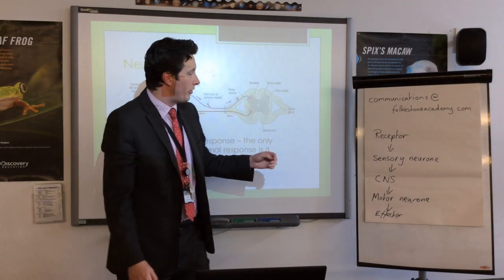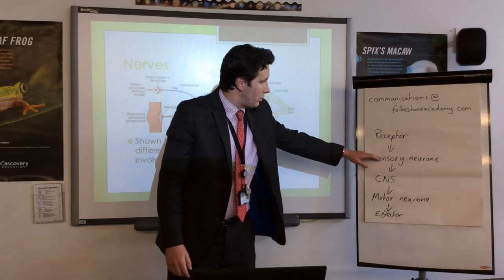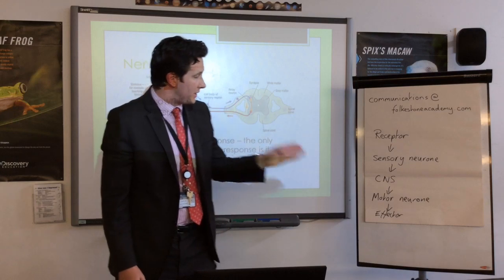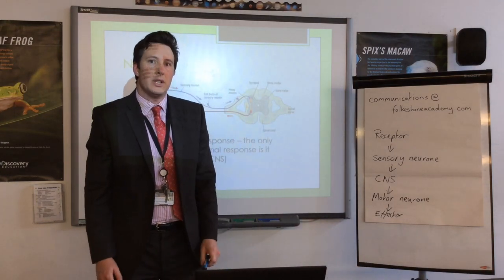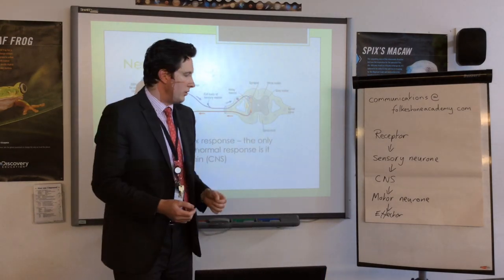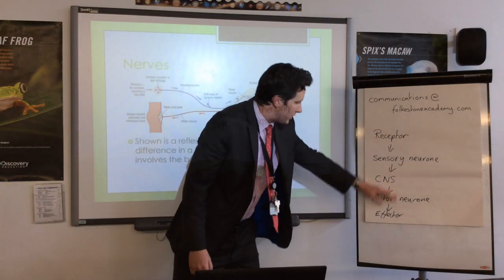So in my example before, when I spotted the pen, sent a message down a sensory neuron, gone to my brain, tells me I want that pen, sends a signal down a motor neuron to the muscles in my arm, which cause me to reach forward and pick up that pen. Okay, that's one type of response. So that would be a normal nervous response, the pathway it takes.